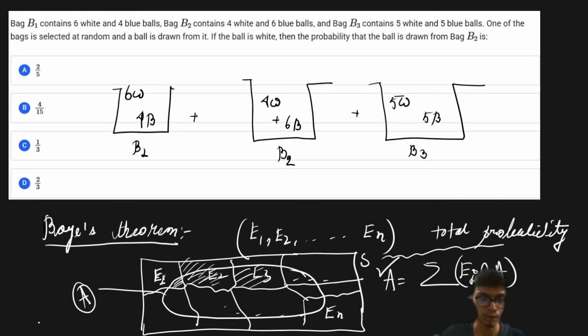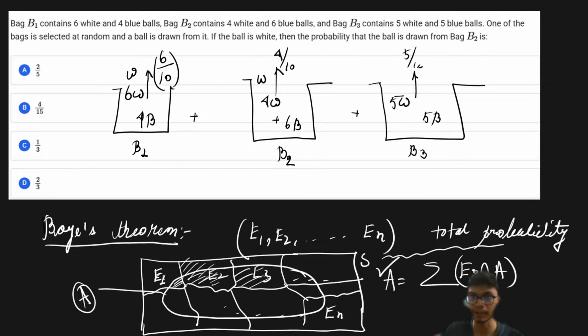So let us try to solve this problem. This problem says that if I draw a white ball from bag 1, the probability is 6 upon 10. Similarly, the probability of drawing a white ball from bag 2 is 4 upon 10, and from the third bag it is 5 upon 10.